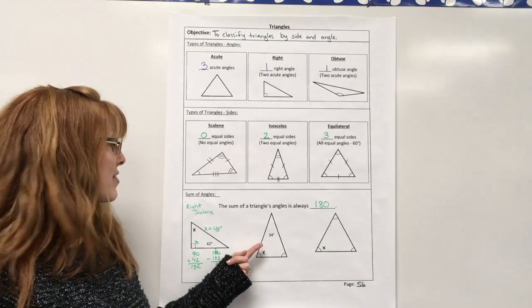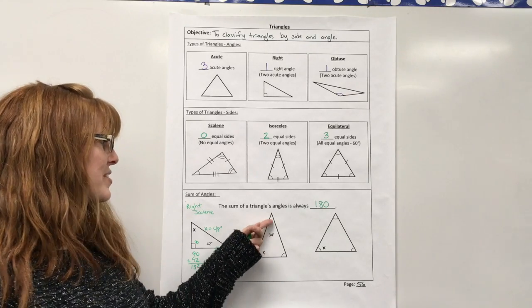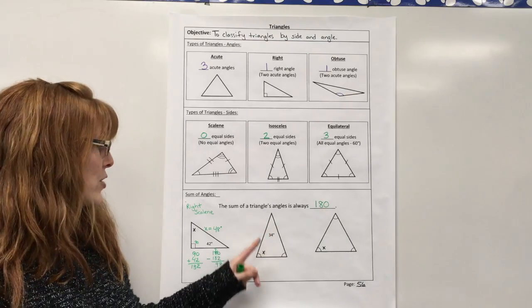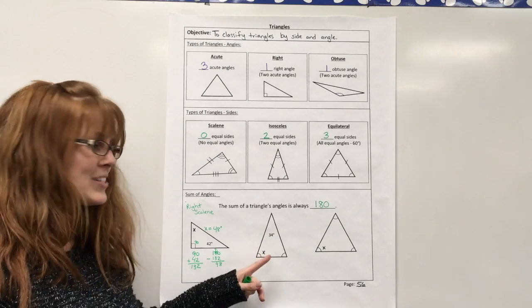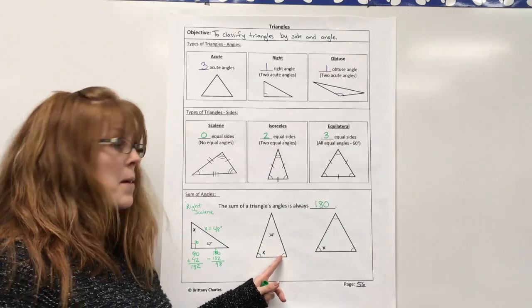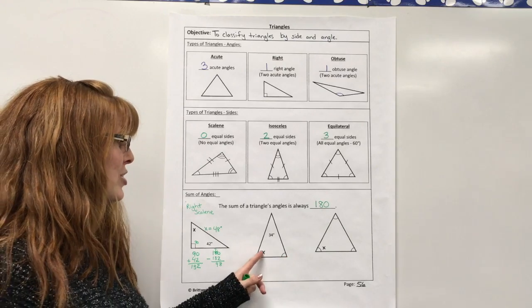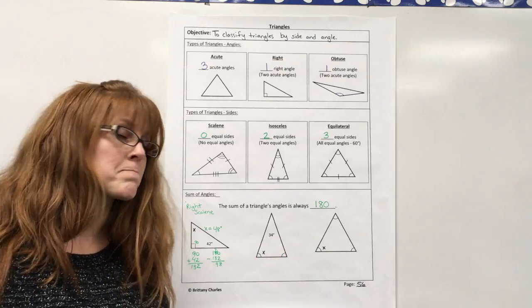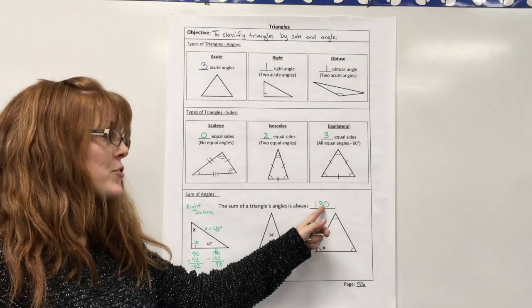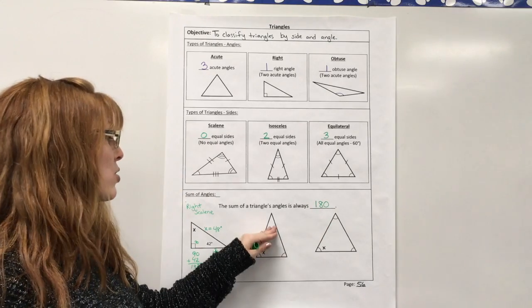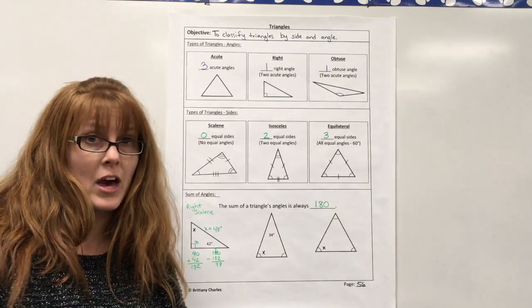Okay, now let's look at the next one. So I know that this angle is 34 degrees, and I'm trying to find this one, and I don't have what that one is. But these have the same marking, which tells me that these two angles are equivalent. Well, I know the total is 180, so the first thing I'm going to do is take away the degrees I already have accounted for.